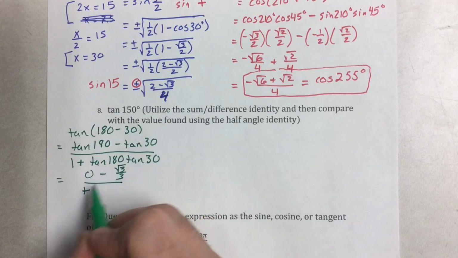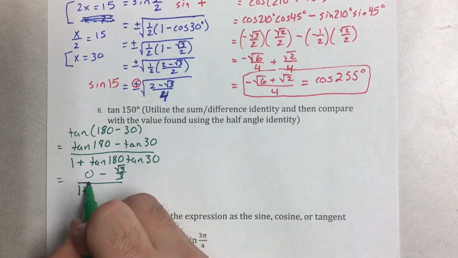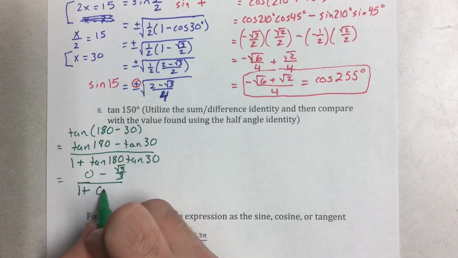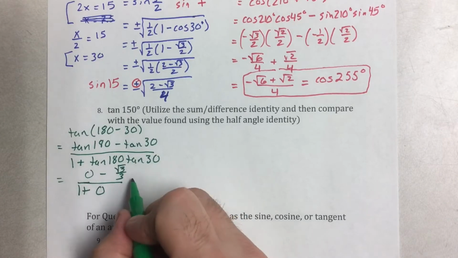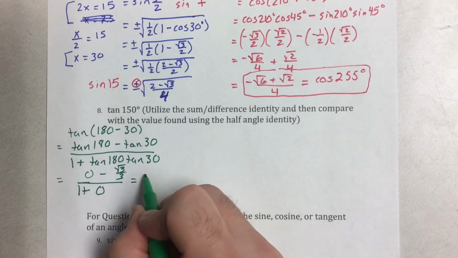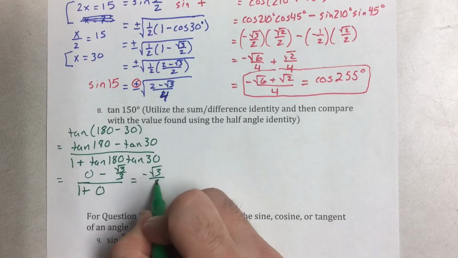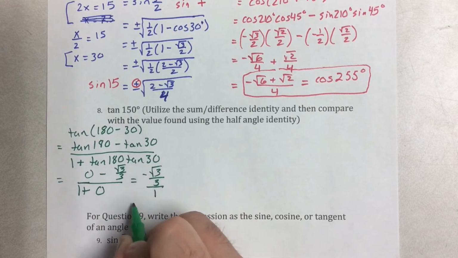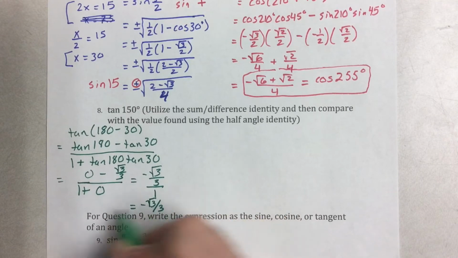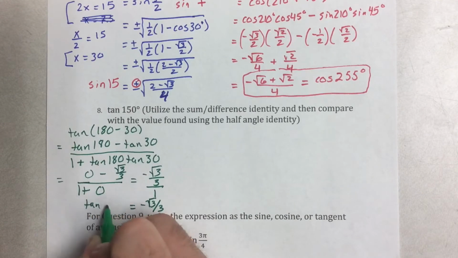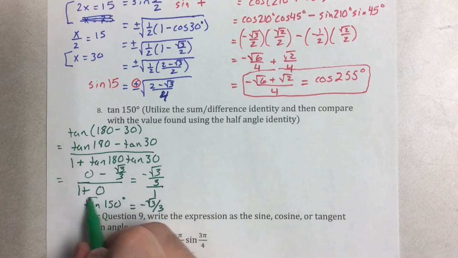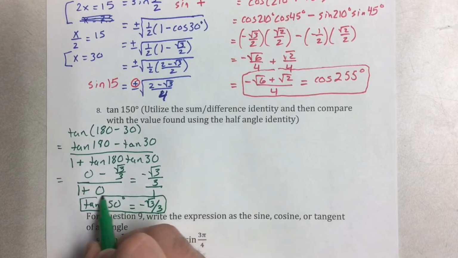We have 1 plus, that was a nice save, 1 plus, oh wait, this is 0 times something, so just 0. Oh, so we get negative root 3 over 3 over 1, which is just negative root 3 over 3. And that is tangent of 150. And knowing our unit circle, that's true. We already knew that if we knew our unit circle well.